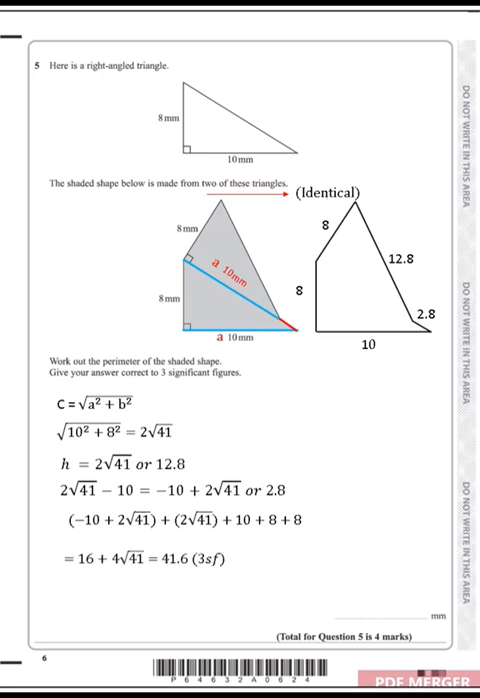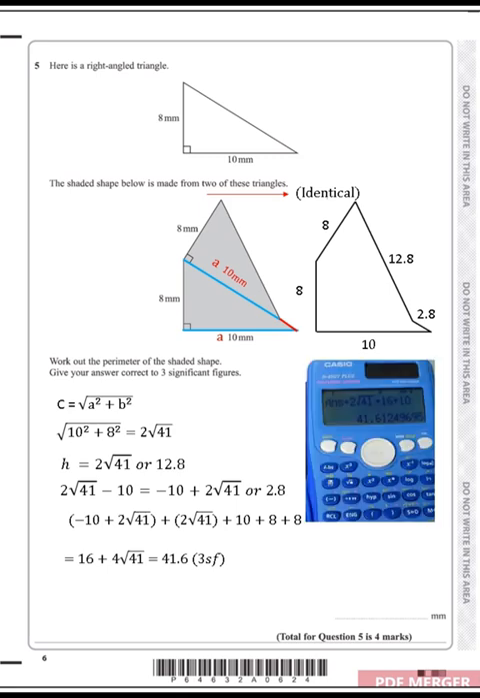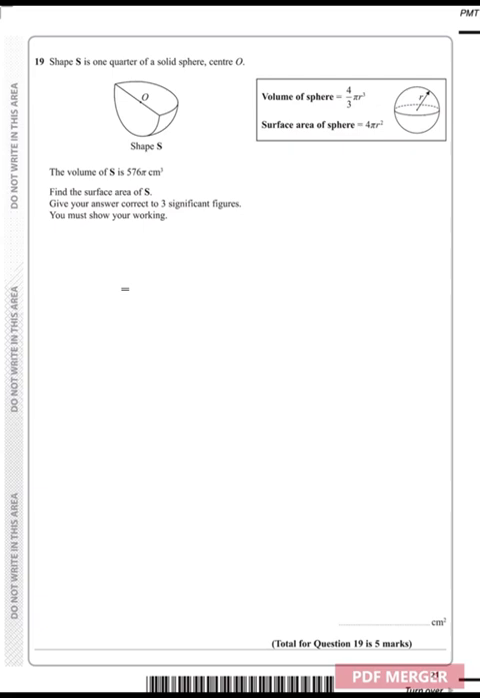In your calculator, this will give you 16 plus 4 root 41. Now, if you click the SD button in your calculator, this will equal 41.61249695. Now, the question is asking to round your answer to 3 significant figures. The 1 determines whether we need to round up or round down. So, the answer has been rounded down to 41.6 to 3 significant figures.